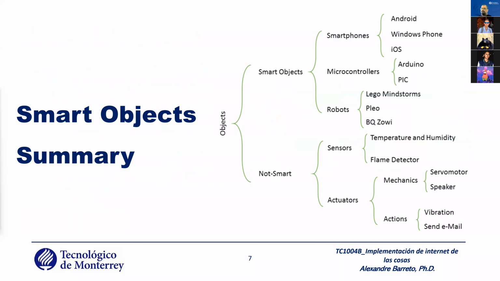To understand what is smart and not smart, this picture here is very useful. Smart objects have interactions, okay? Interaction with other smart objects and interaction with people. Non-smart objects do not interact. Smart objects have sensors and actuators. As smart objects, you can use a smartphone, microcontroller, robots, and microcomputers.